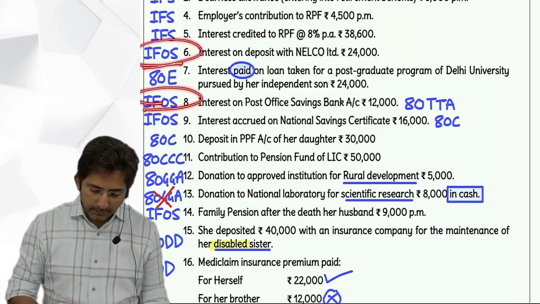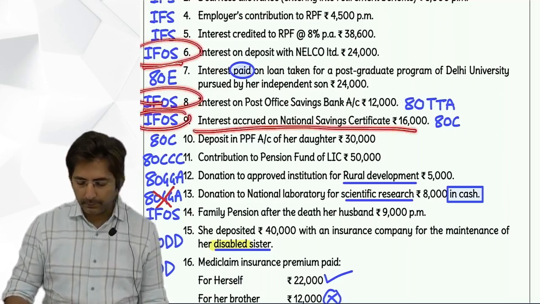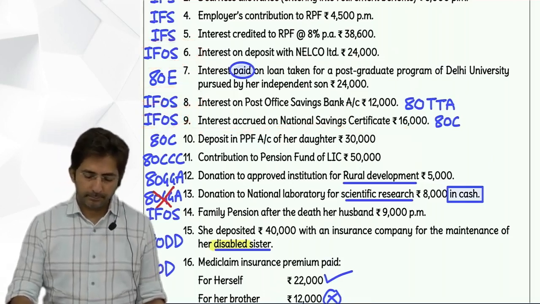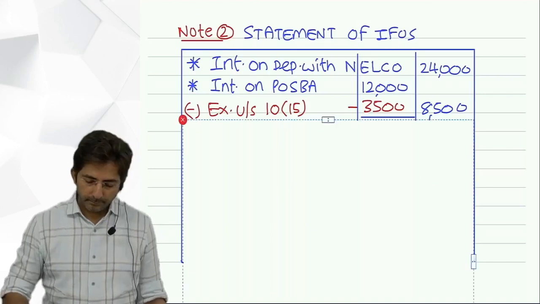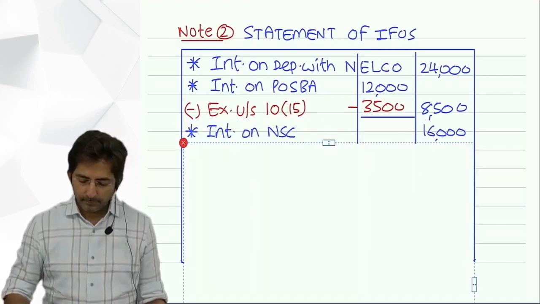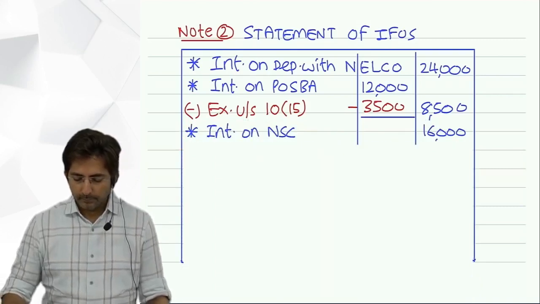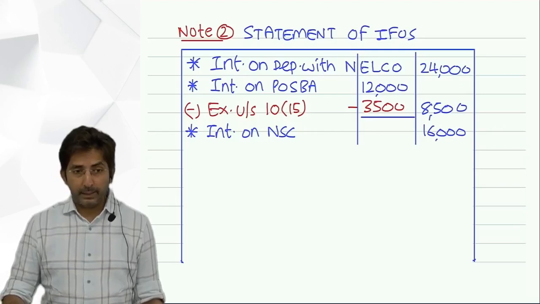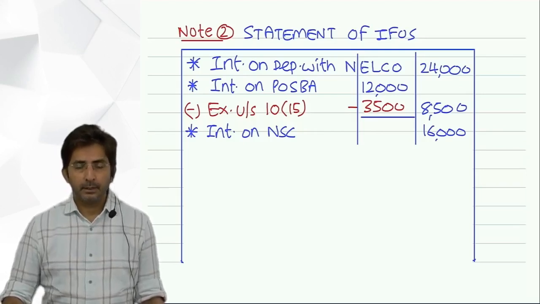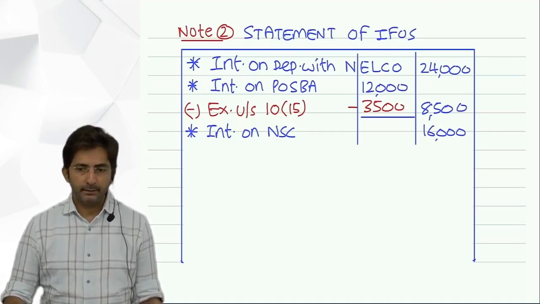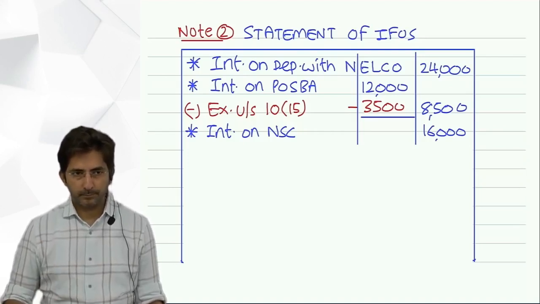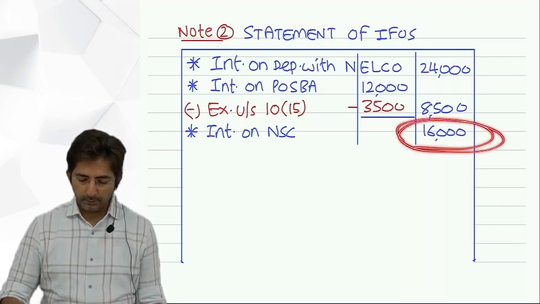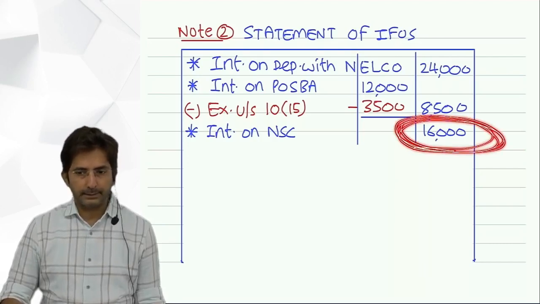Next is interest on NSC. This is taxable right now, 16,000. Even this we will have to take later in 80TTB. Remember, in 80C, interest on NSC is also eligible for deduction. Yes, so the effect is coming twice, once here and later it will also come in 80C.